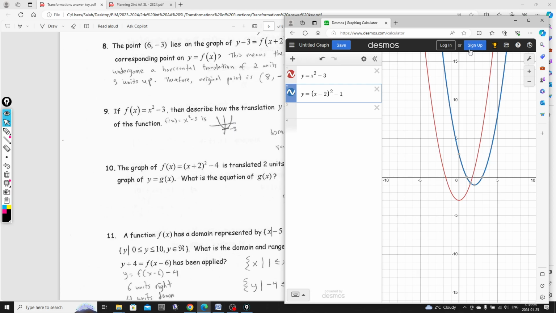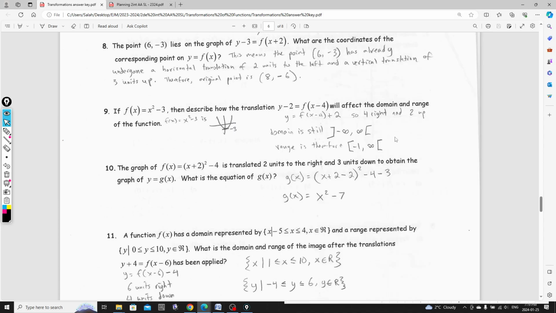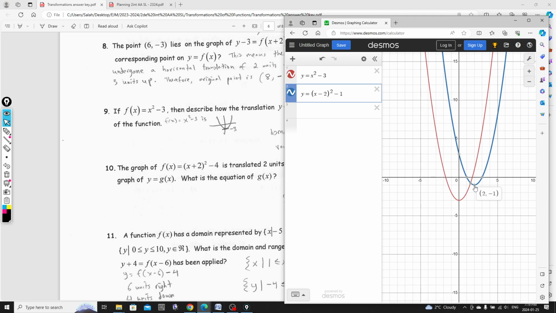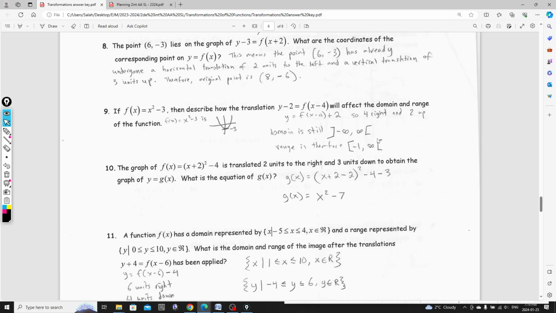We're still going up forever, so we are still going all the way up to infinity. Not that we ever get there. So make sure that for interval notation, you're not including infinity. But our minimum point right now is negative 1. So we're going from negative 1 included up to infinity excluded.